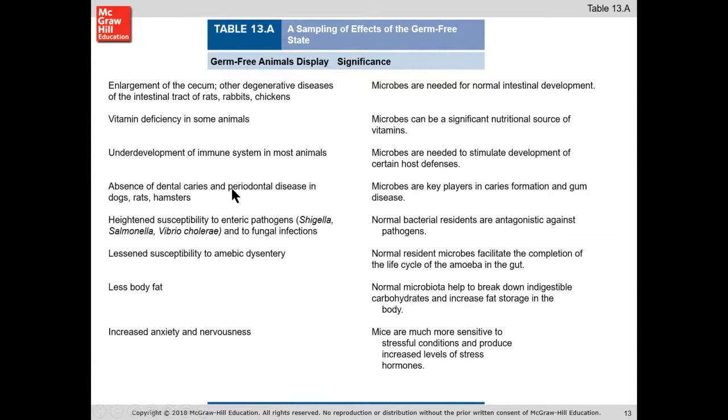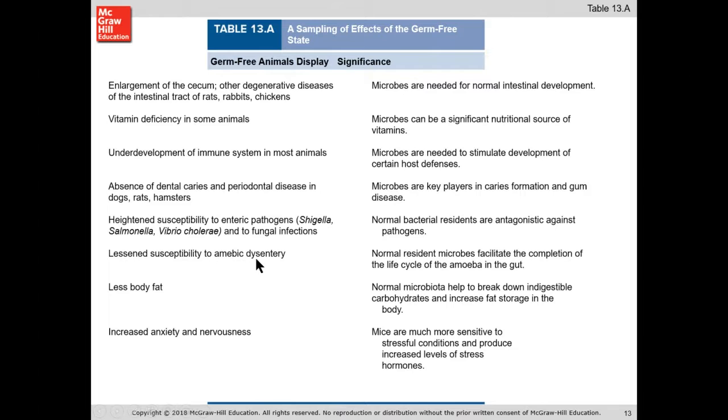No tooth decay or periodontal disease in germ-free animals because microbes are the cause of that. So that's not unexpected at all. We know that. Heightened susceptibility to certain pathogens and fungal infections. So if you have normal bacteria, then those certain species are less likely to be able to take hold. But without your normal bacteria, then they can take hold easily.